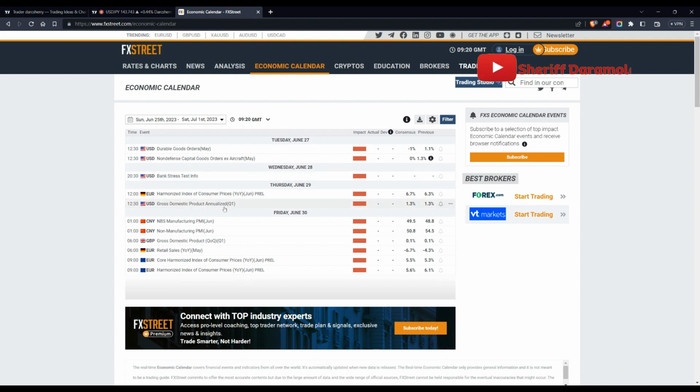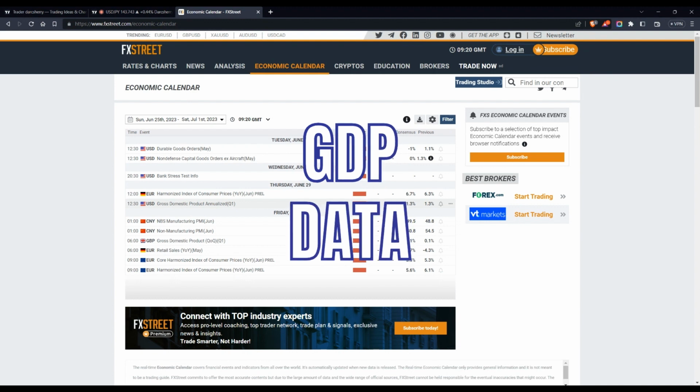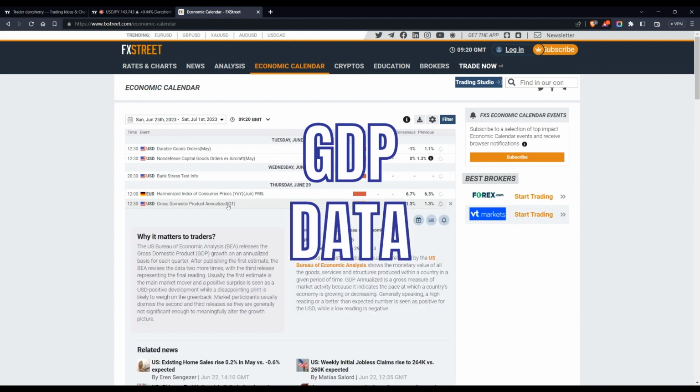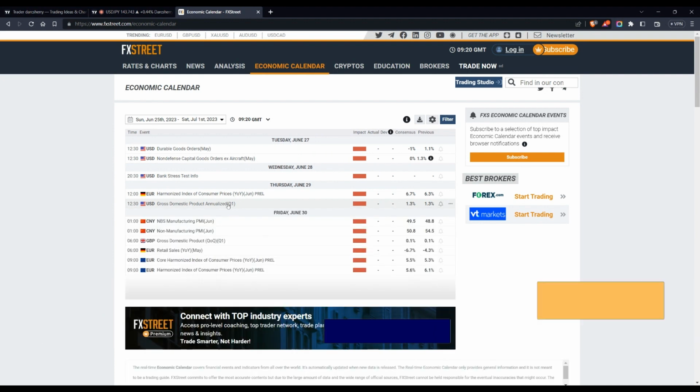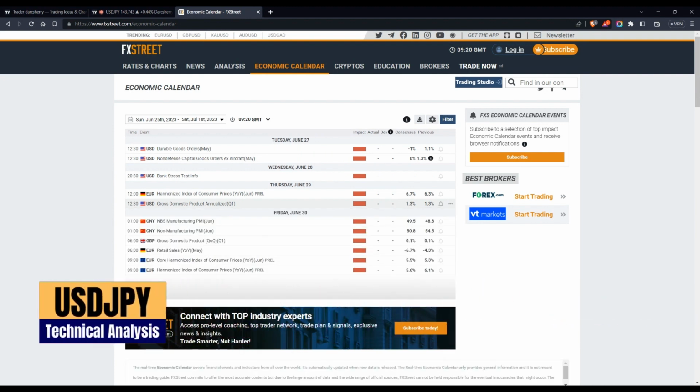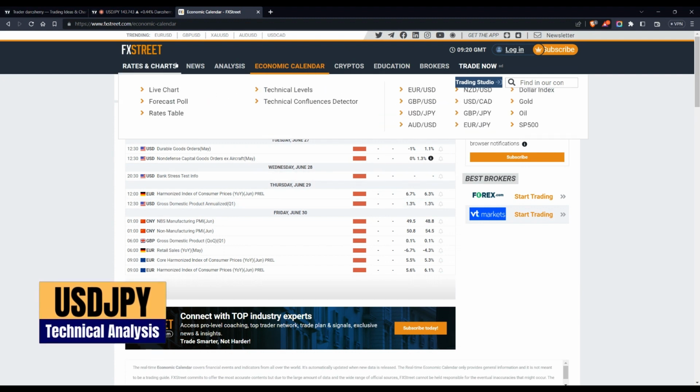Then we also have another very important event coming up on Thursday, June 29, and that is the gross domestic product annualized for quarter one. And we know how important this is as it gives us the monetary value of all the goods, services, and structures produced within the US economy during that specific period of time. So these are the very high impact events we are going to be looking forward to.